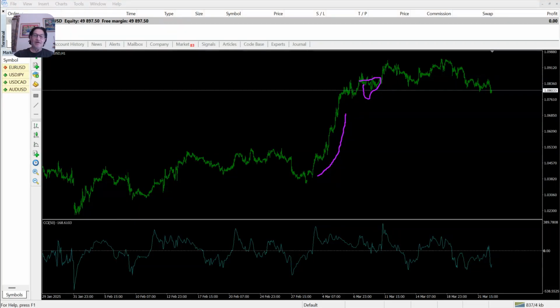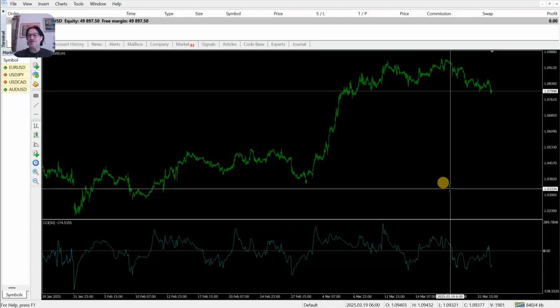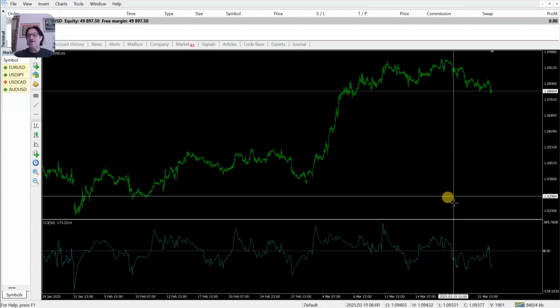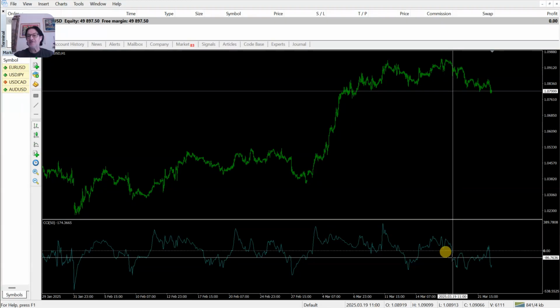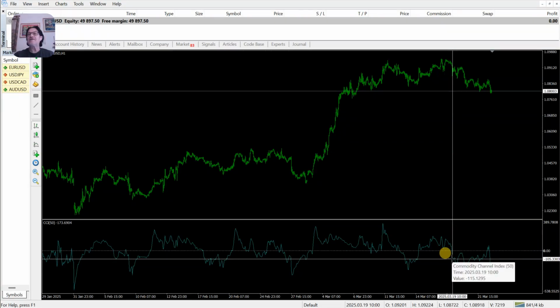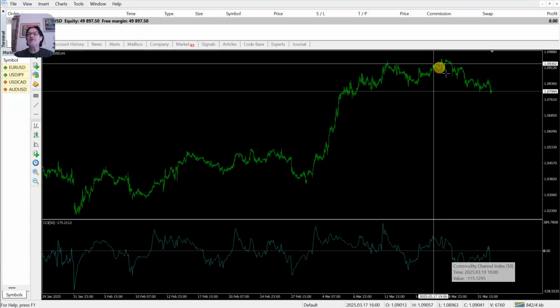Let me give you another example. Let me get rid of these markups and show you another one a little bit sooner. I'll put the crosshairs on again. Here we are. The CCI dipped below zero right here. It matches up with the price right here.